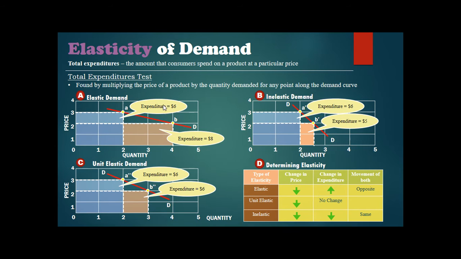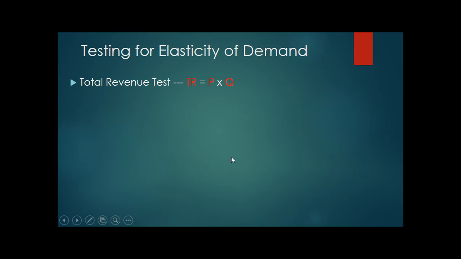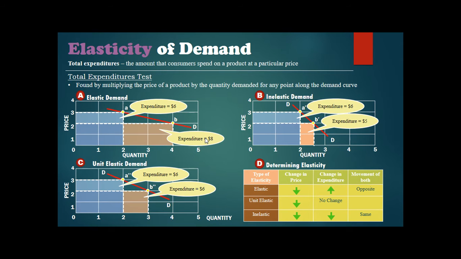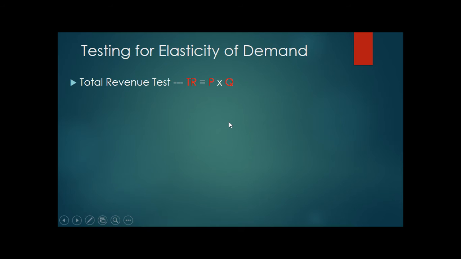Now, here in your notes, this is where it gets a little complicated, so you need to stick with me. Our total revenue test is TR equals P times Q. Total revenue equals price times quantity. That's what I did back on this slide when I did the total revenue, which is price times quantity. $3 times 2 sold, our total revenue at point A is $6. Total revenue equals price times quantity.